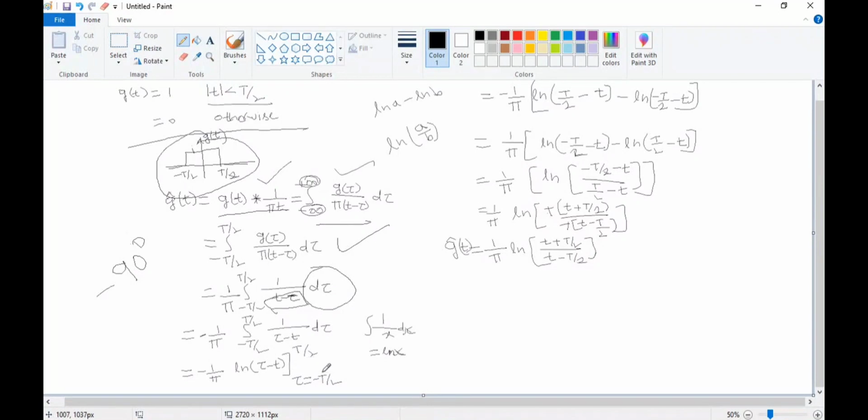The same thing I have written, and now I have to substitute the limits for tau, from minus t by 2 to plus t by 2. So I have substituted the limits and got it this way. Now I have used the formula log a minus log b can be represented as log a by b, so this is my a and this is my b. I've represented it the same way, and in the numerator and denominator I've taken minus common, so that both get cancelled. Finally, g cap of t, the Hilbert transform of the given signal g of t, is nothing but this function.